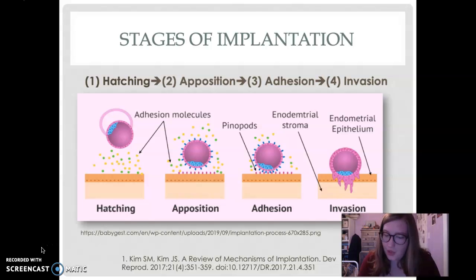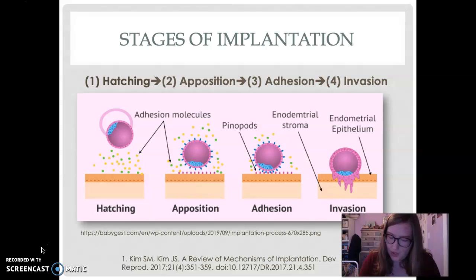In fact, in the third stage of implantation, termed adhesion, the blastocyst trophectoderm adheres to the lumen of endometrial epithelial uterine cells through mediation by cell adhesion molecules, including uterine pinopod protrusions, as you can see in the diagram. The hormone progesterone enhances their development, while estrogens inhibit their development.